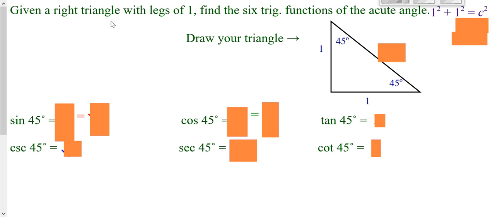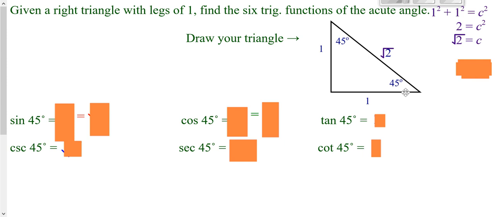So here we have a right triangle with legs being 1. Notice it's an isosceles right triangle, so 2 sides are the same, so 2 angles have to be the same, so these are both 45-degree angles. Now you could remember how sides of an isosceles right triangle are related from geometry, or you could do the Pythagorean theorem. 1 squared plus 1 squared equals our hypotenuse squared, which I'm calling C. So 1 plus 1 is 2, so we get C to be the square root of 2. So this is the square root of 2.